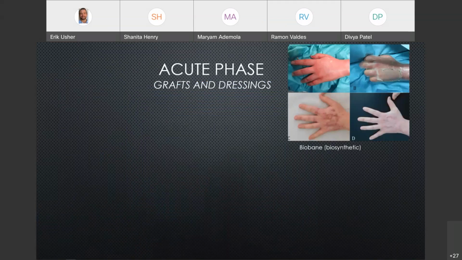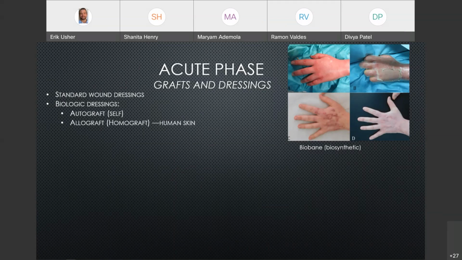Okay, all right, so let's talk about grafts and dressings for these patients here. Standard wound dressings, typical sterile dressing. You may have biologic dressings. That's an autograft, where they use skin from themselves. They have a piece of skin maybe from the thigh, and they graft it onto the burned area. They can do allografts or homografts. That's human skin. Again, human tissue donation.